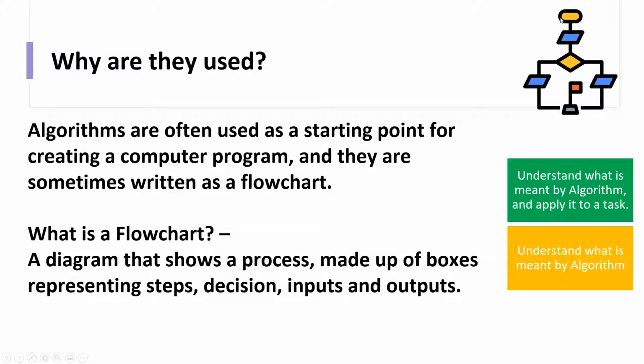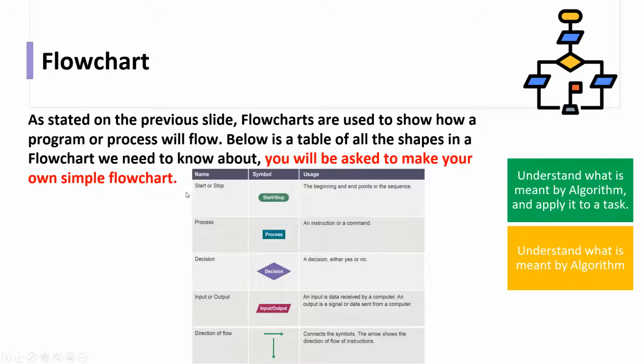If you look in the top corner, you'll see a little coloured picture. This is an example of a very small flowchart. Basically, it's a diagram that shows a process, and it's made up of loads of boxes that represent steps, decisions, inputs, and outputs. A lot more of that on this slide. As stated in the previous slide, flowcharts are used to show how a program or process will flow. This table here tells you all of the shapes and what they do.